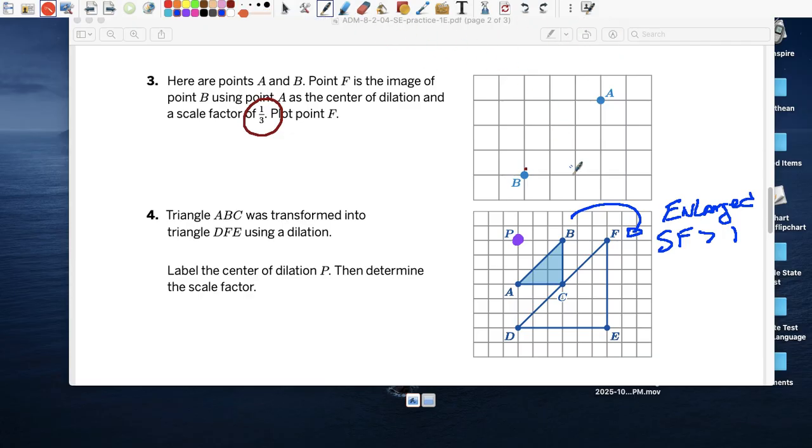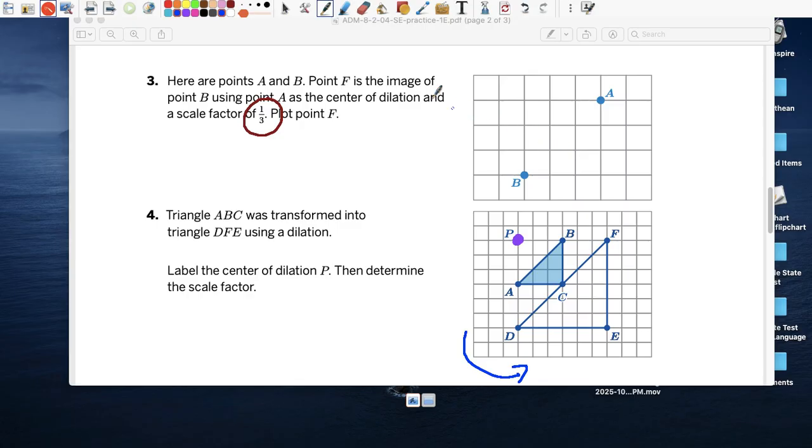So let's take point B. Let's compare B and F. Right? We want to find the scale factor. We know it got bigger, right? So you can obviously tell because triangle ABC, the shaded triangle, became triangle DEF. And it got enlarged, and we have to find what the scale factor is.